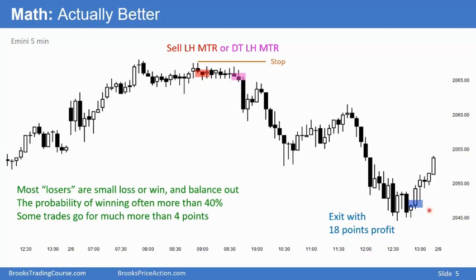In this particular case, if you held all the way down here, you would have exited with 18 points profit, which is far more than twice your initial risk. And some of your winners will be very big like that, and they'll more than offset the small losses.